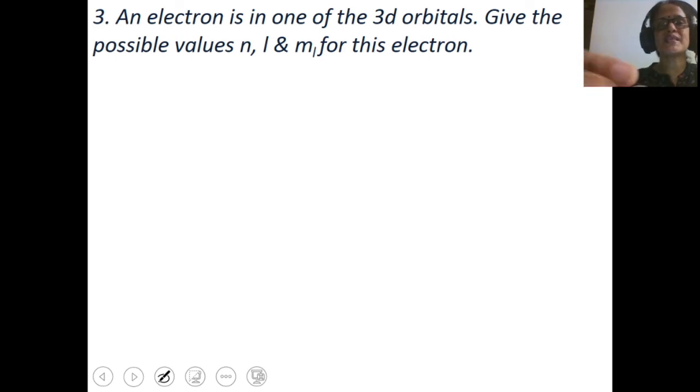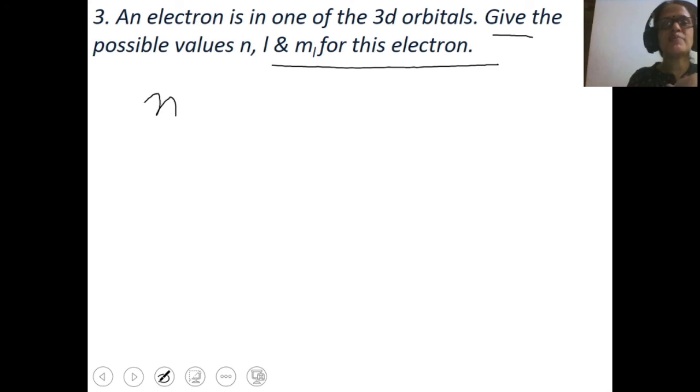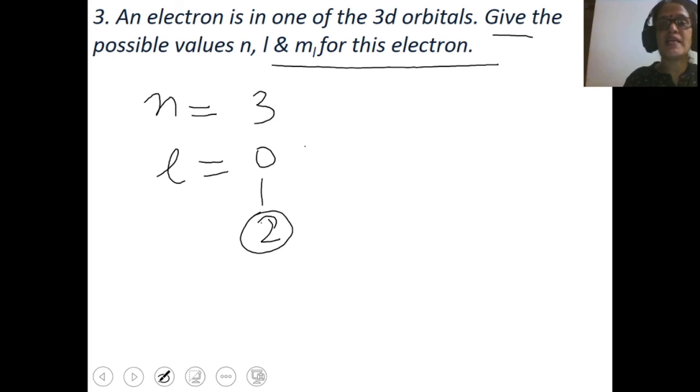Now the next question is: an electron is in one of the 3D orbitals. Give the possible values for n, L and ML for this electron. So children, 3D orbital means n is equal to 3, and you know that the value of L depends on the value of n. So L will have three values: 0, 1 and 2. 0 represents the s subshell, 1 represents the p subshell, but here in the question we have been given a D orbital. So what is the value of L? The L value will be L is equal to 2.